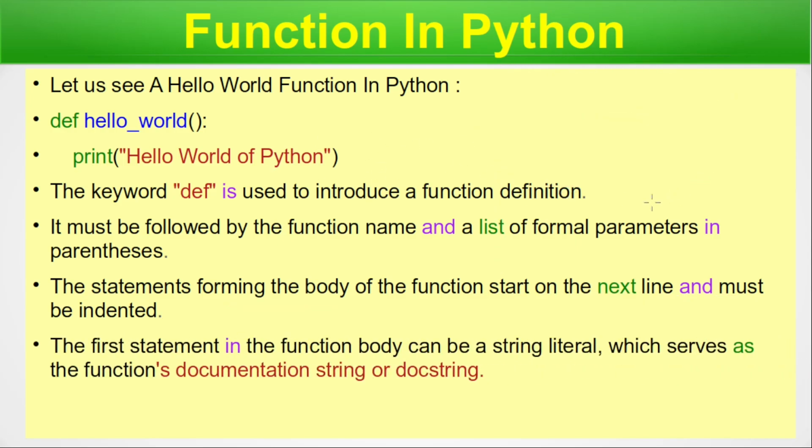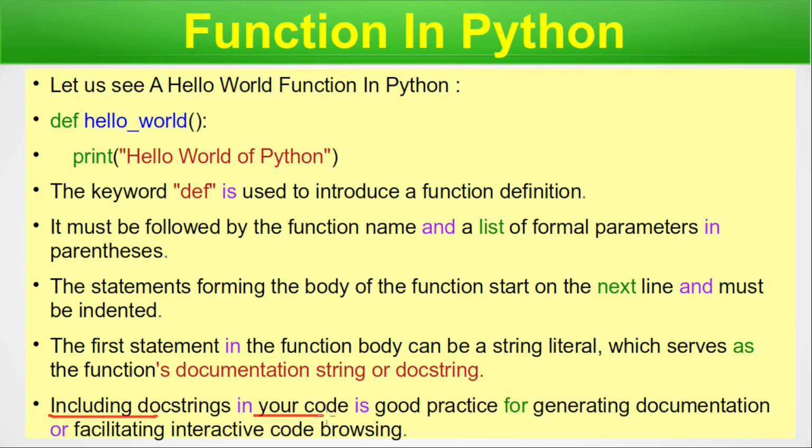The first statement in the function body can be a string literal, which serves as the function documentation string or doc string. So generally we have a comment or something like that, because when you are writing a function, you are not writing one single function, maybe you are writing several functions, and there should be a definition of the function at the very beginning inside the body of the function, not outside, so that any stranger who is looking into the code is able to grasp the intention of the function. Next, including doc strings in your code is a good practice for generating documentation or facilitating interactive code browsing.